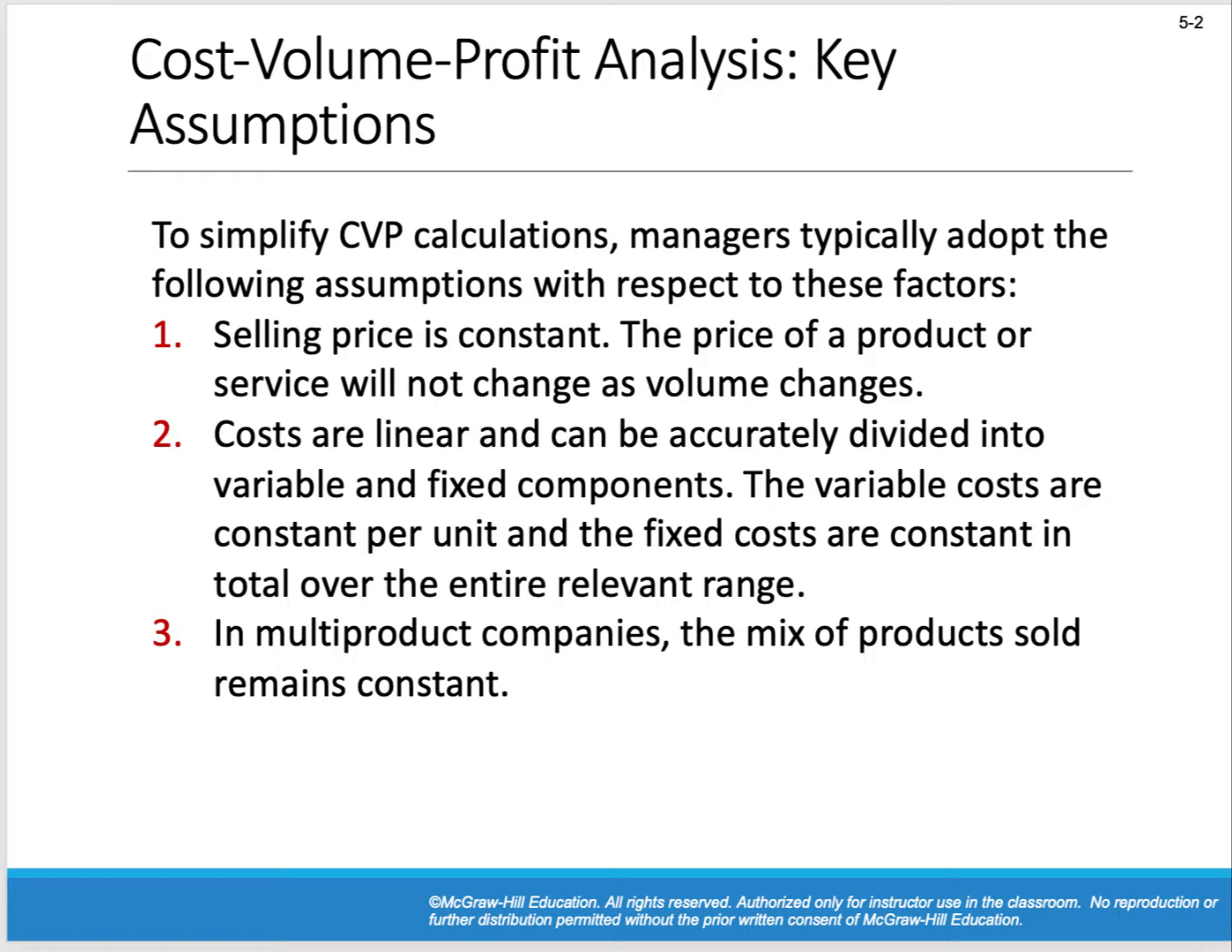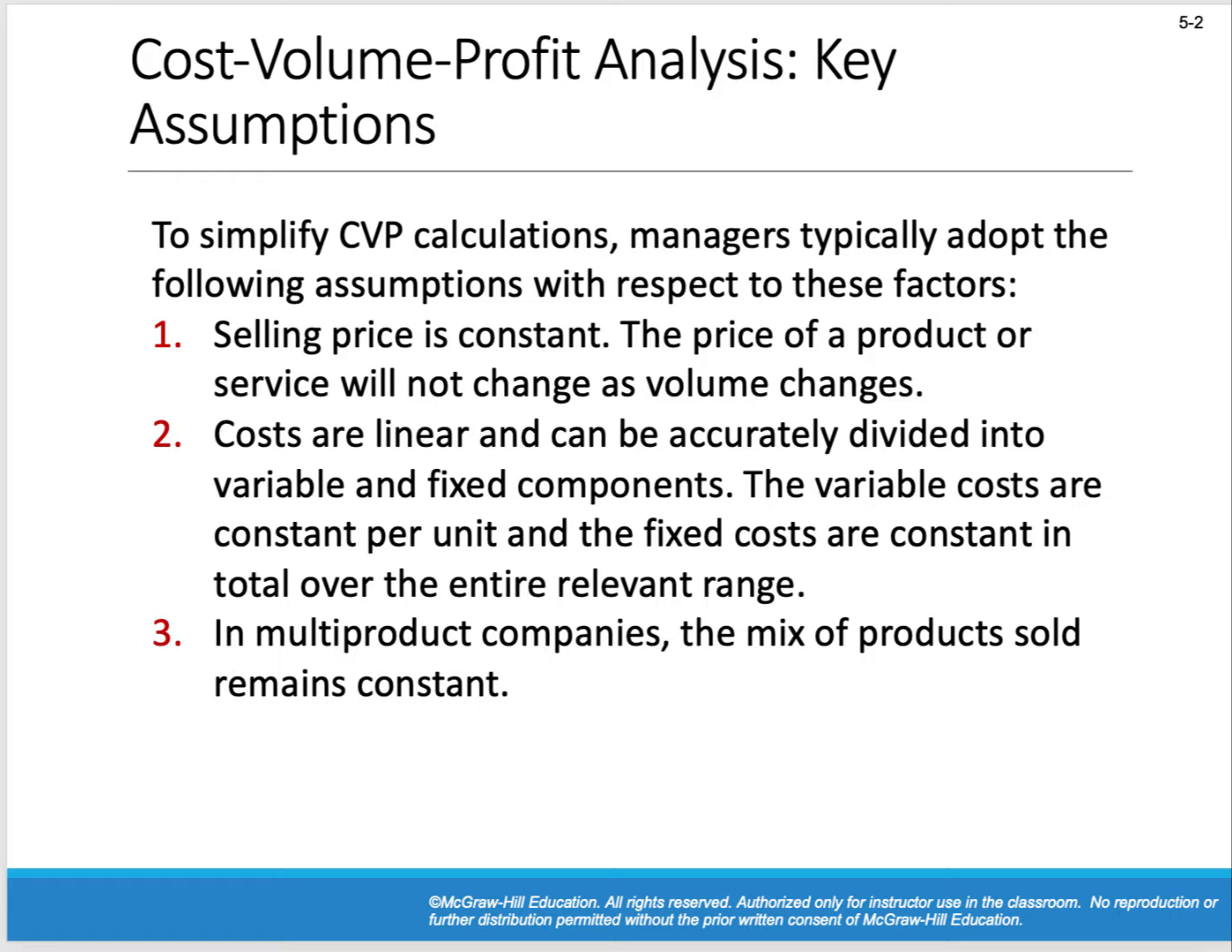However, volume will change, meaning our selling price will stay the same, but the number of products that we sell are going to change. Okay, so instead of selling 100 units at $15, maybe we sell 150 units, but we're still keeping that same selling price of $15.